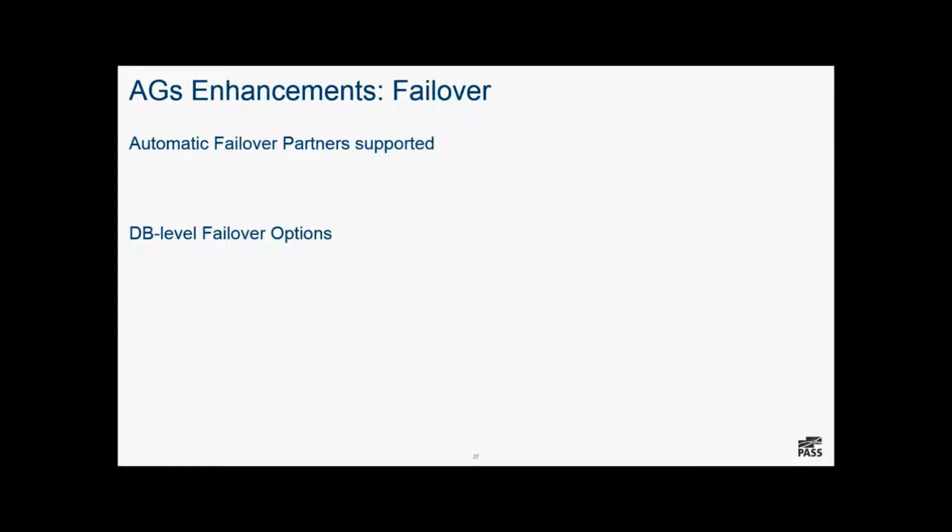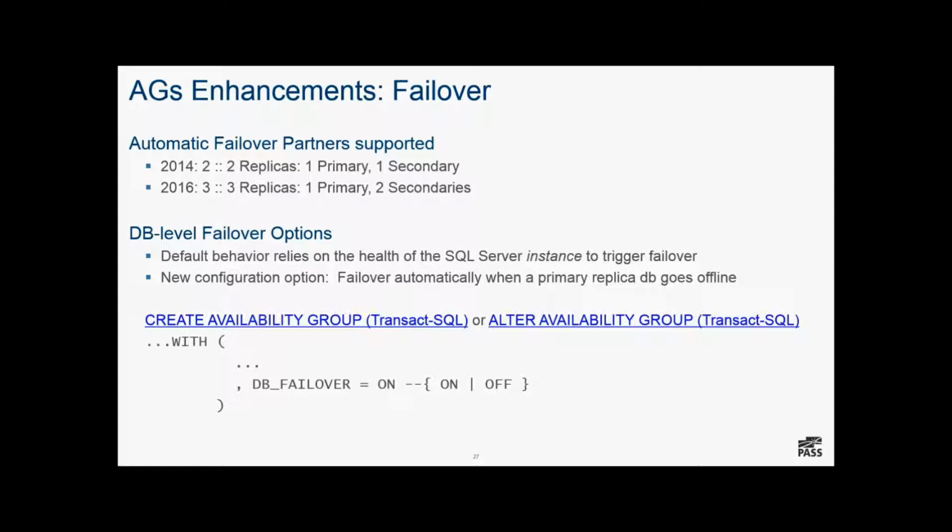Okay, failover enhancements. Again, long requested support for additional failover partners. Now we can have up to a total of 3 replicas, including the primary and 2 secondaries, that can be configured to fail over automatically. Pretty nice. And we have database level failover options, much more granularity in how we control our failover. It isn't just at the server level anymore.